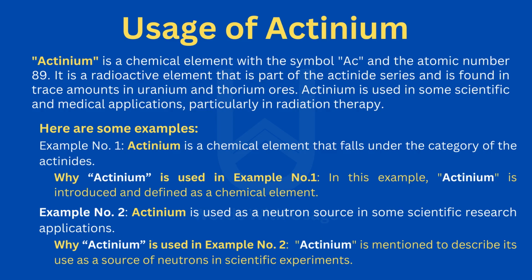Example number 2. Actinium is used as a neutron source in some scientific research applications. Why actinium is used in example number 2. Actinium is mentioned to describe its use as a source of neutrons in scientific experiments.